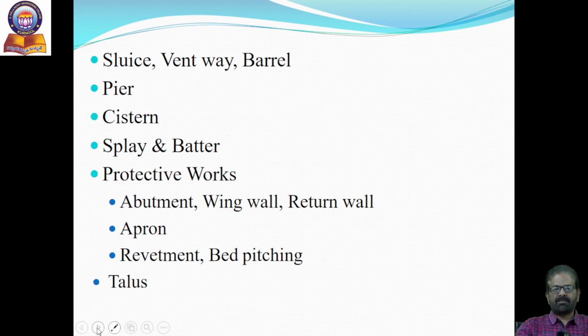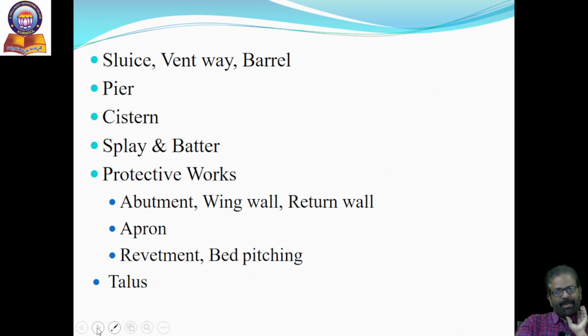Barrel is also a similar term. It may be used for certain structures like regulation works, regulators, etc. In such a case, barrel is the space between two adjacent piers. That means it is also rectangular in shape.